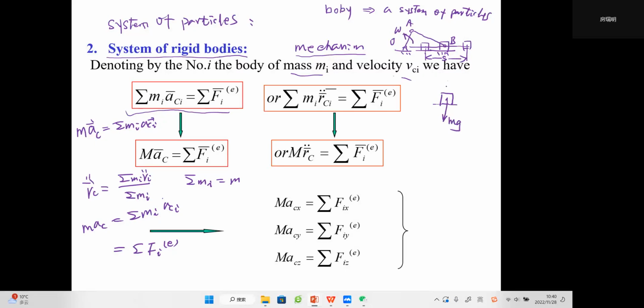It will have some support reaction, and there will be some force FAB to pull this slider, trying to let it move along the horizontal line. So if we see this plane is frictionless, there is no friction force. So out of the three forces, let's say this guy will have acceleration A, right?